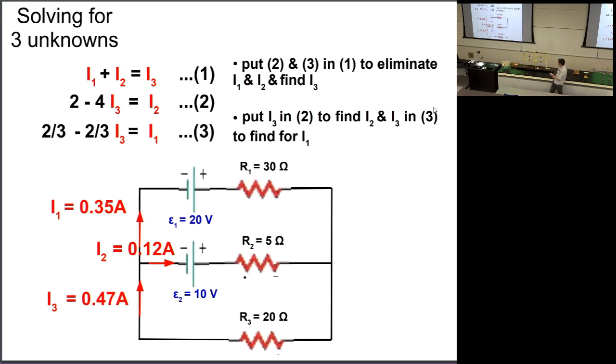When I did that, I found that I3 is 0.47 amps. Once you know that I3 is 0.47 amps, it's easy to find I2 by just plugging in I3. It's easy to find I1 by just plugging in I3 again. And so the other two currents I found: I2, with the second equation here, is 0.12 amps, and I1 is 0.35 amps when I plug I3 into this equation. And so that's how I solved it.